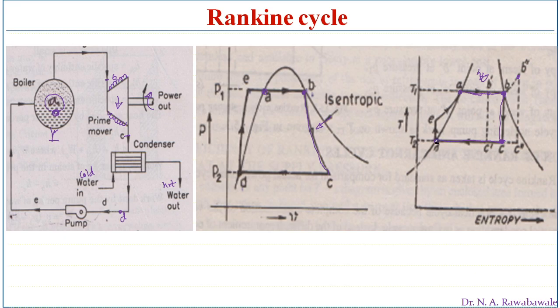a saturated liquid coming out of this condenser at lower temperature T2 and pressure P2, where P2 is the working pressure of condenser, and T1 is the working temperature of boiler, and P1 is the working pressure of boiler. T1 is working temperature and P1 is working pressure of boiler, whereas T2 is working temperature of condenser and P2 is working pressure of condenser. So this condensate comes out at point E.